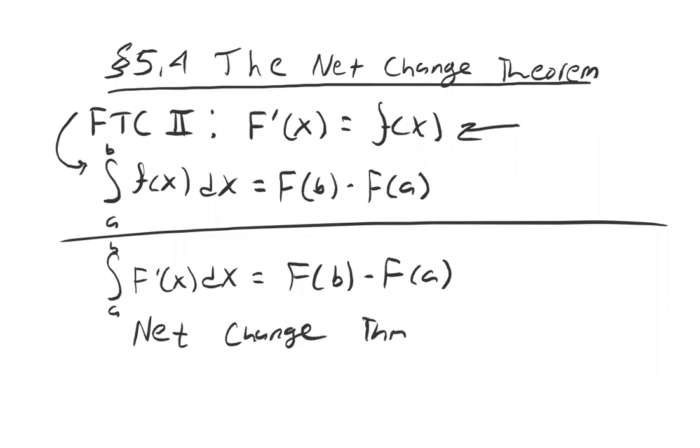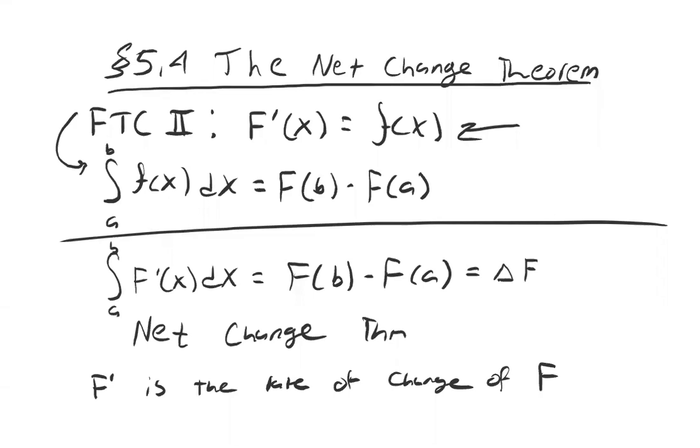What you have to remember here is capital F prime is the rate of change of F. And what this says is when I integrate the rate of change of capital F from a to b, what that ends up being is the net change. So this is delta F. All it ends up being is the change in F. And that's going to have some implications. We're going to see some examples.